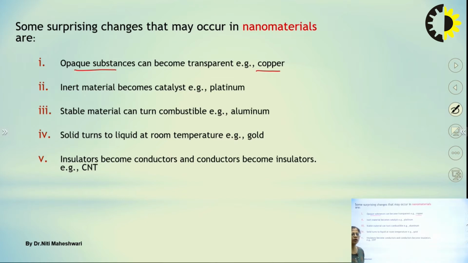Gold, we all know, is a proper solid at room temperature, but when we break it down to the nano size, that is of the order of 10 to the power minus 9, it exists in the liquid form even at room temperature. Insulators can become conductors, and vice versa. The conductors can also become insulators. For example, the carbon nanotubes.